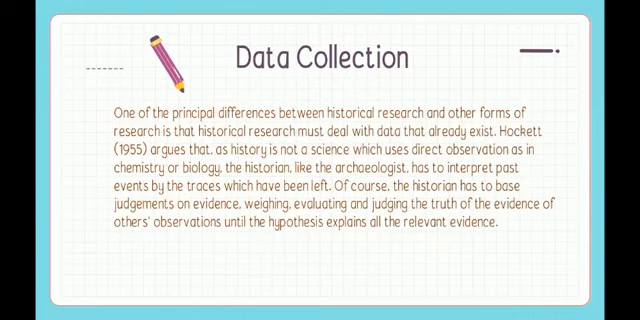Okay, the next slide, data collection. One of the principal differences between historical research and other forms of research is that historical research must deal with data that already exists. Hackett, 1955, argues that history is not a science which uses direct observation as in chemistry or biology. An historian, like the archaeologist, has to interpret past events by the traces which have been left. Of course, the historian has to base judgment on evidence, weighing, evaluating, and judging the truth of the evidence of others' observation until the hypothesis explains all the relevant evidence.